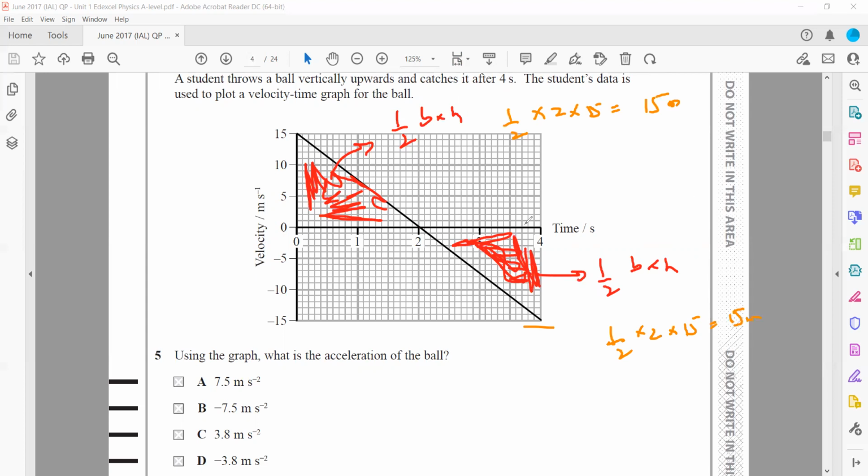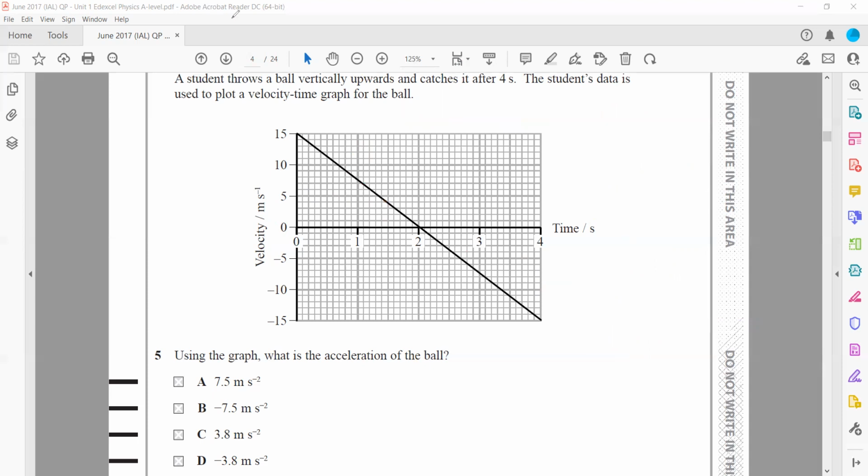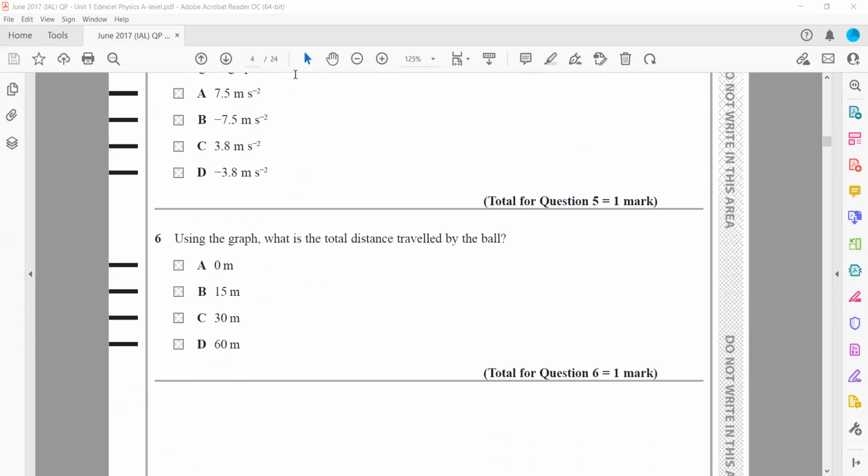So the total distance traveled will be, if they ask in the question, sometimes a similar question asks displacement, sometimes distance. For distance, we add them, so 15 plus 15. But for displacement, we subtract because they are in opposite directions. So 15 minus 15 will be 0. According to the question, they are asking for the total distance traveled, so we will simply add. So we get C as the right answer. If it was displacement, then we would subtract the two to calculate the displacement.